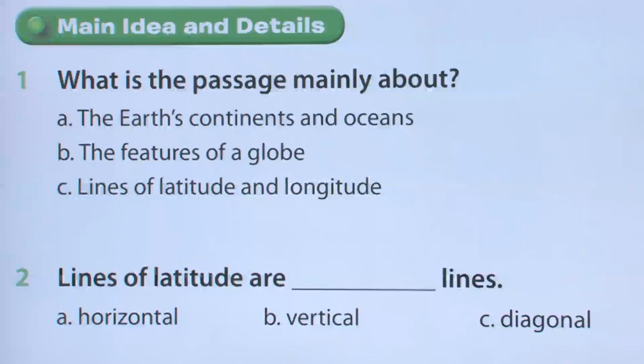Okay, let's test ourselves and see if we can get a high score. The main idea and details. Question number 1. What is the passage mainly about? What's the story mainly about? Is it A, the Earth's continents and oceans, B, the features of a globe, or C, lines of latitude and longitude? Which one is it? A, B, or C? And it is B, the features of a globe.